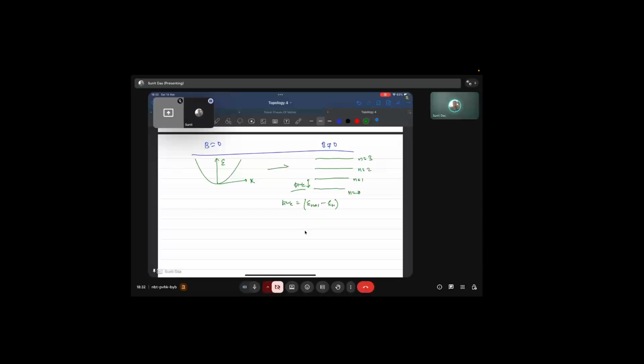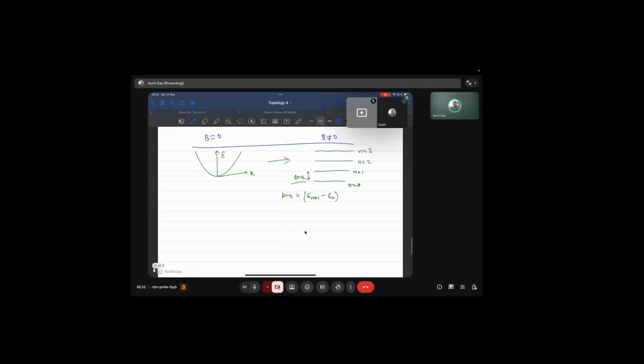So what really happens when you apply a sufficiently high magnetic field and quantize the Hamiltonian is that we had this kind of continuous energy spectrum, a continuous parabolic energy spectrum. And this continuous parabolic energy spectrum transforms into discrete energy levels. And these we call Landau levels.